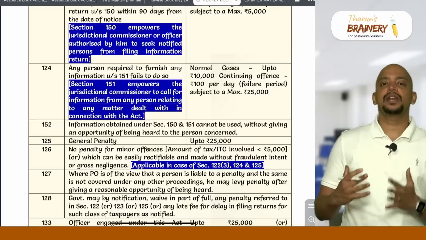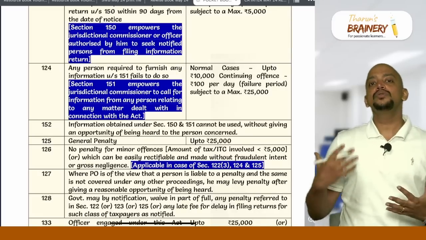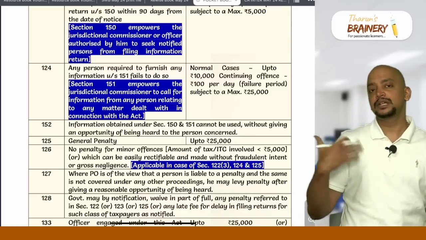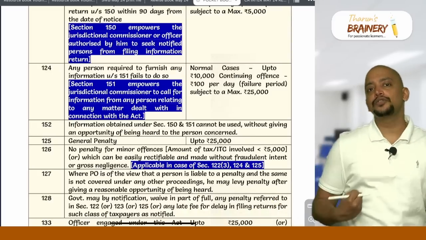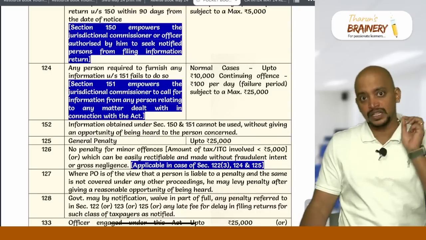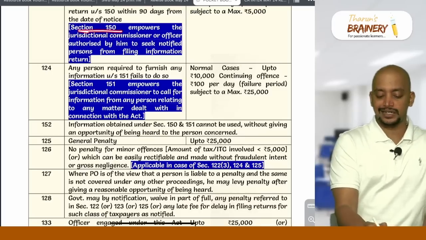Say, for example, I want to know the bank details, like the names of the persons whose credits in the bank have exceeded 40 lakhs. So I need the data of those people. Then it will be information under 151. If I want to know the bank statement of a particular person, that is an information return under section 150.